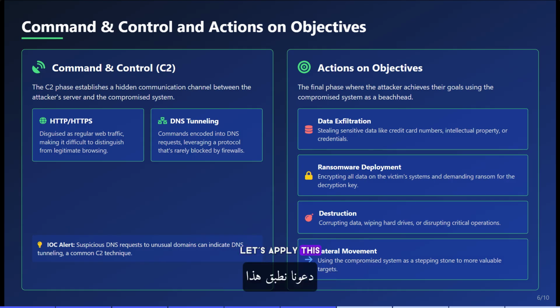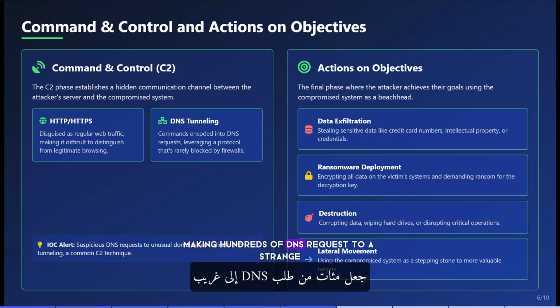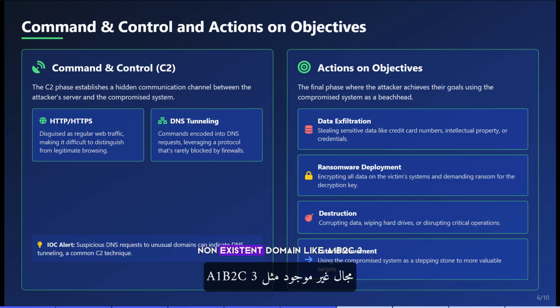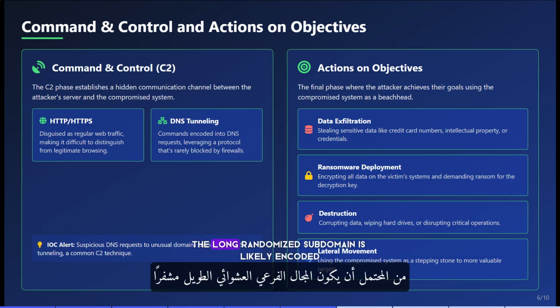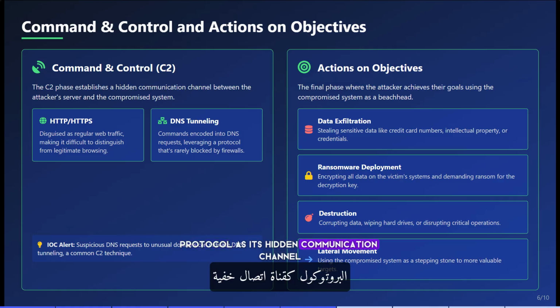Let's apply this. A security analyst sees a computer on their network making hundreds of DNS requests to a strange, non-existent domain like a1b2c3d4.evil-attacker.com. What is likely happening here, and what C2 technique is being used? This is a classic sign of DNS tunneling. The long randomized subdomain is likely encoded data being sent to the C2 server, and the malware is using the DNS protocol as its hidden communication channel.